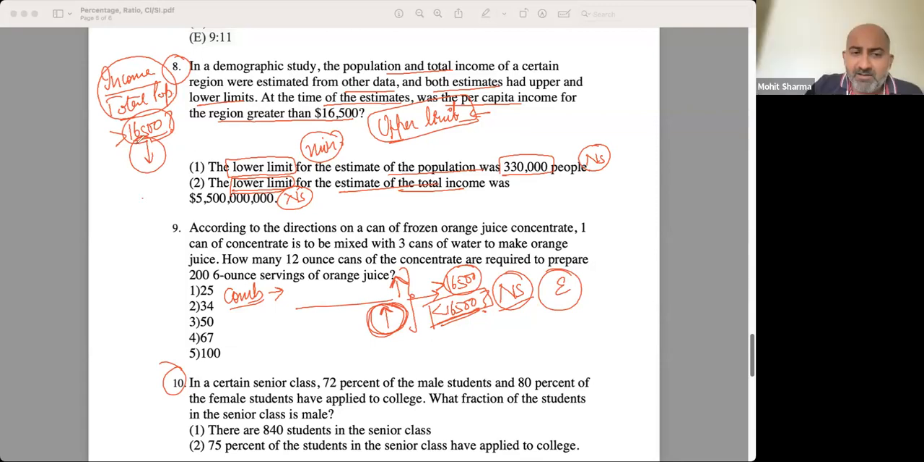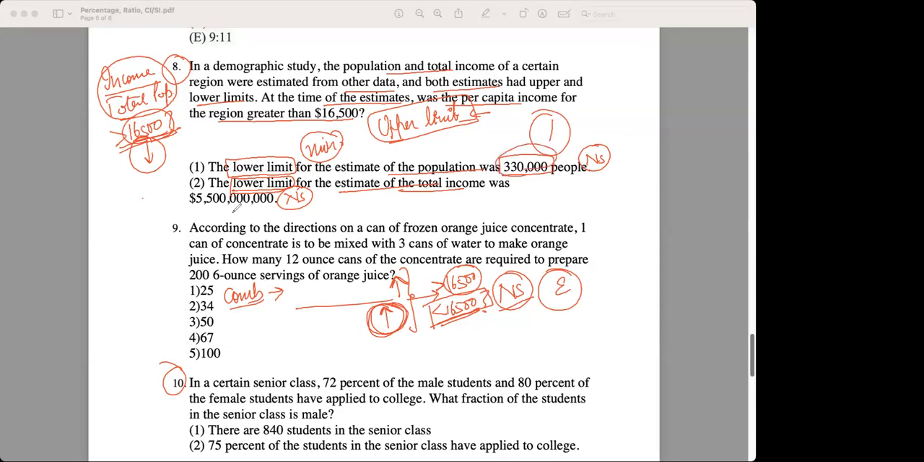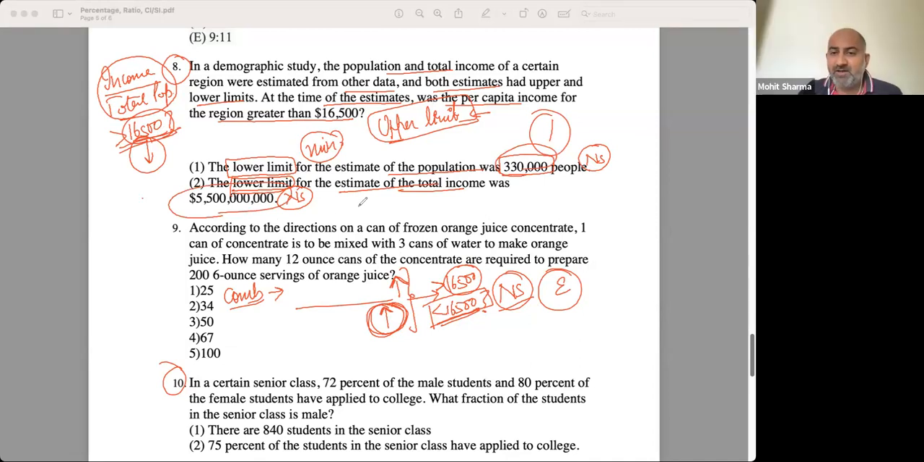For that matter, be it 16,500 or any number, I cannot compare this fraction to any number. I can't compare it to even 1, because I can take some values which will make it less than 1. Understood? These values that are given are just a trap. Doesn't matter what these lower limits are. Okay, understood? Any doubts? No, sir.